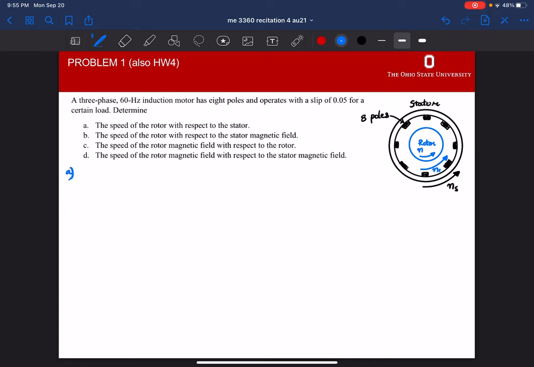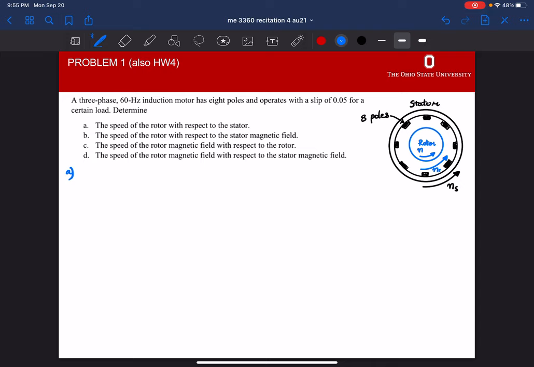As you can see in my schematic diagram here, I've already written down some of the velocities for the stator as well as the rotor. I have color coded it in such a way that everything in black represents the stator, and everything in blue represents quantities related to the rotor. So the speed of the rotor with respect to the stator. The stator here is stationary, so it's not moving. So just the absolute speed of the rotor is what we're looking at.